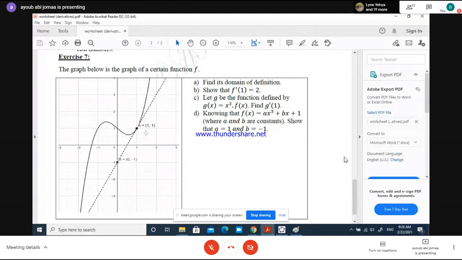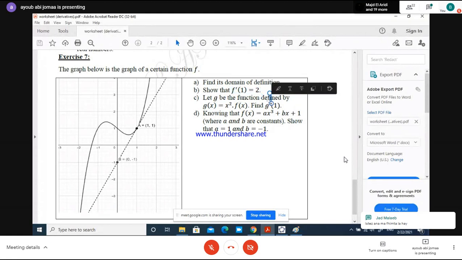So this is the first one. For the second one, of course I have the given: f prime of 1 is equal to 2. So use it.